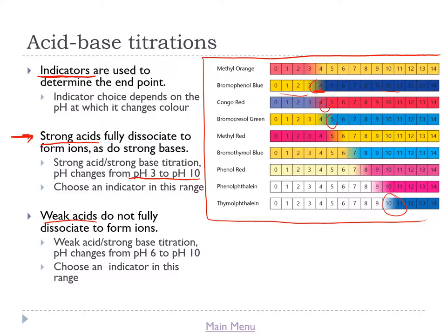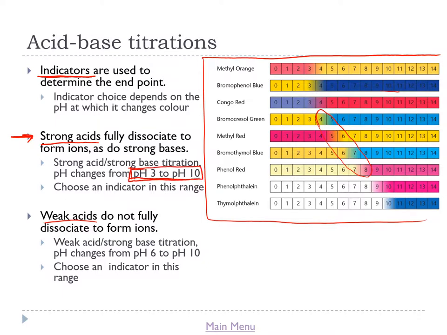So if we look again at our list here, I wouldn't say Congo red, but I'd say bromocresol green, anything there, any of those four I would suggest are a good option, because they're all changing their colour within this pH 3 to 10 range.